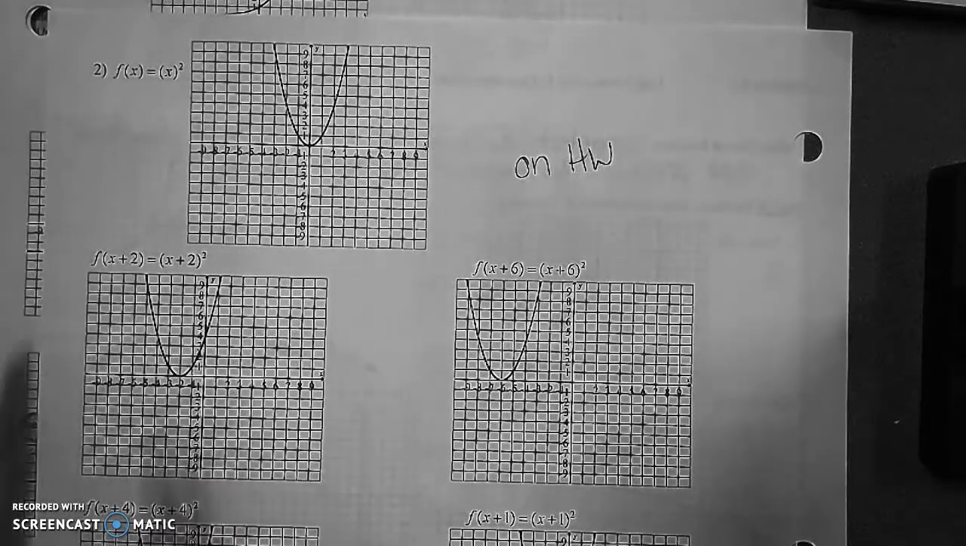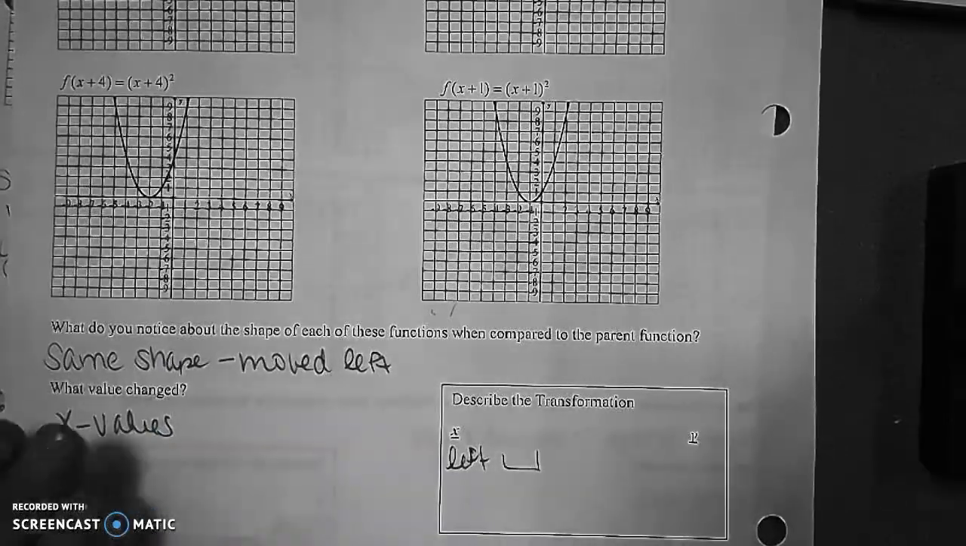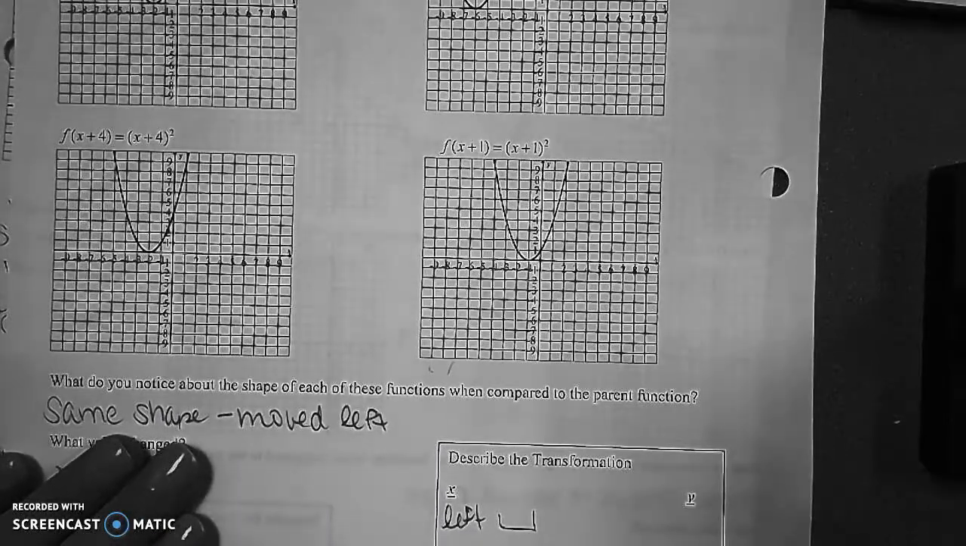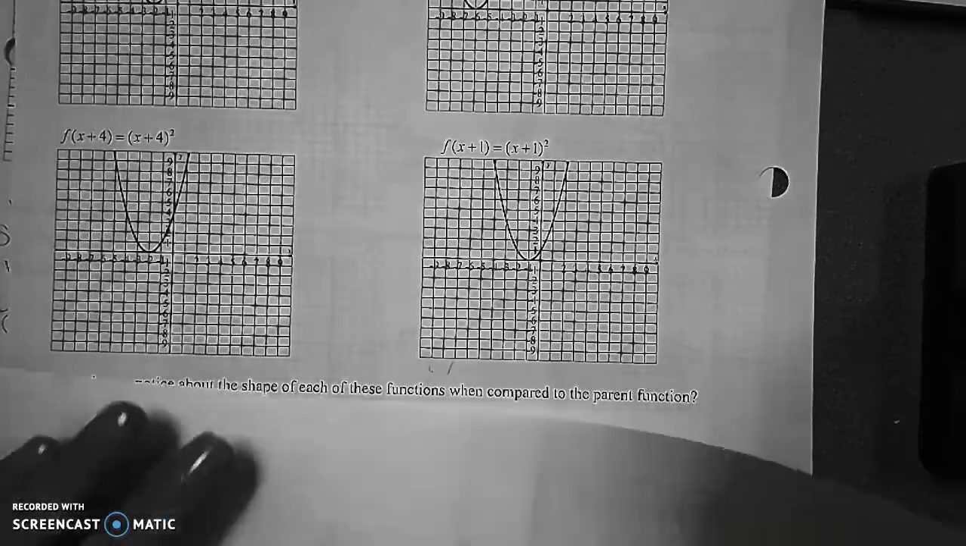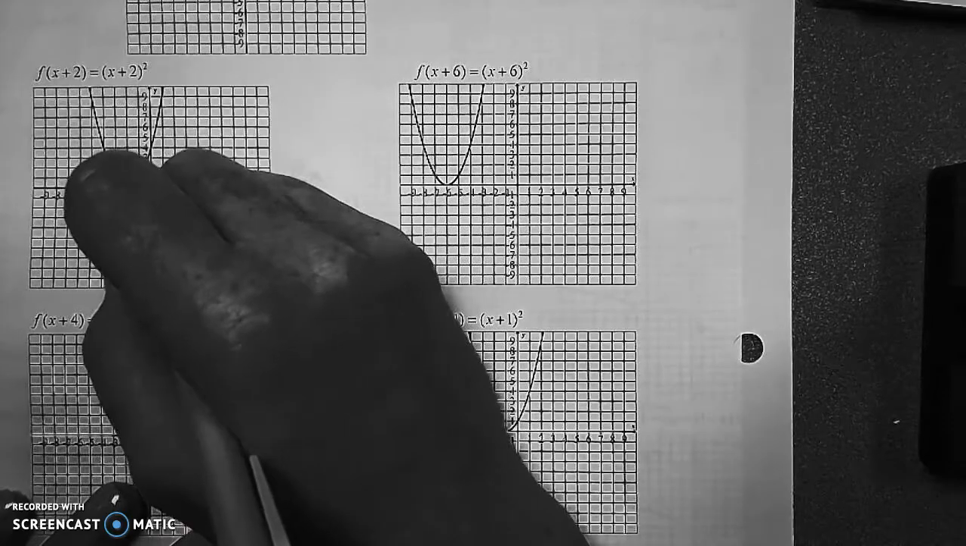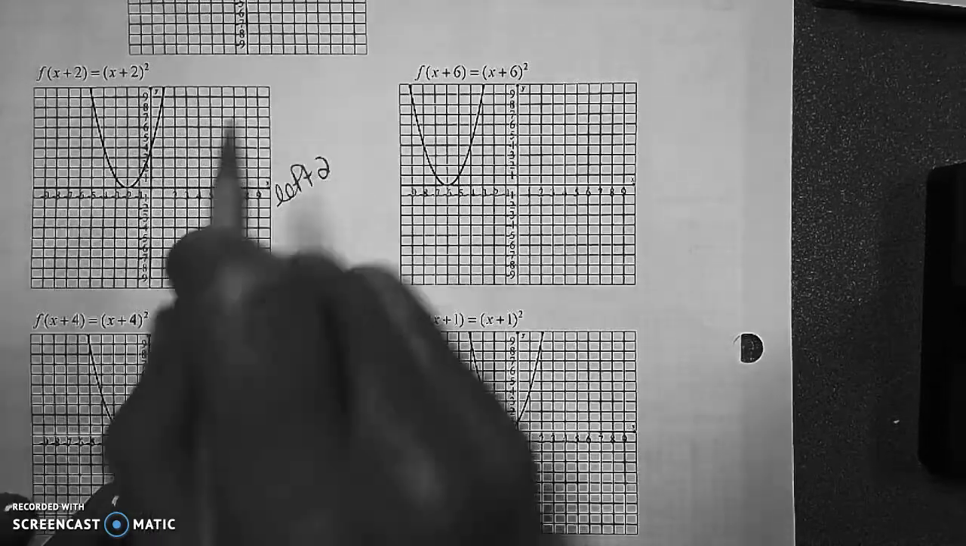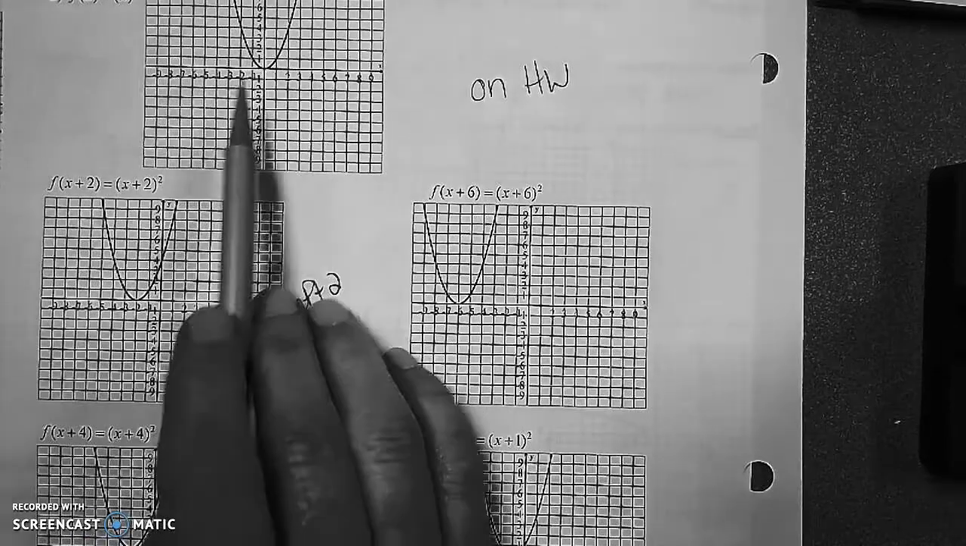How has this changed? How have they all changed? So I'll give you a moment. Make your conclusion. You should have said that they all have the same shape, but they are moving left. So we can go back and talk about how much. We can see that this looks like it's moved left 2. Introduce some vocabulary, remind you of some vocabulary.